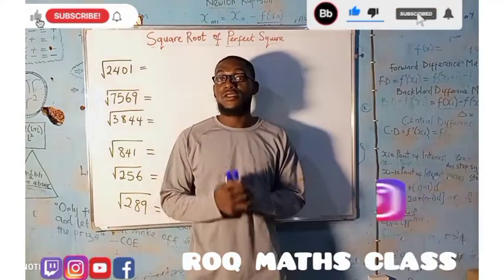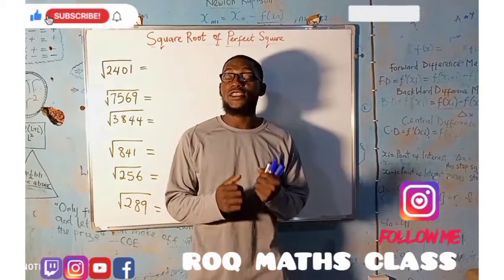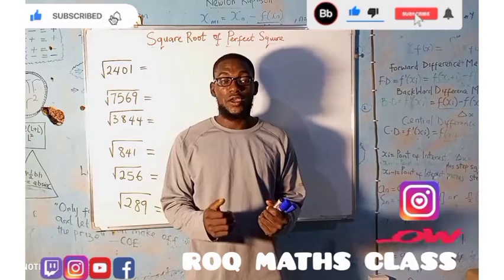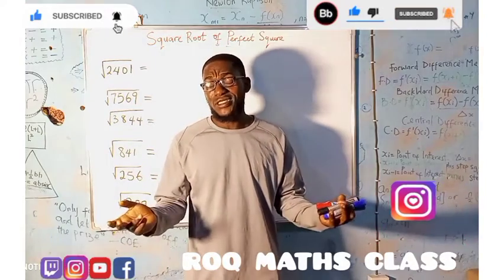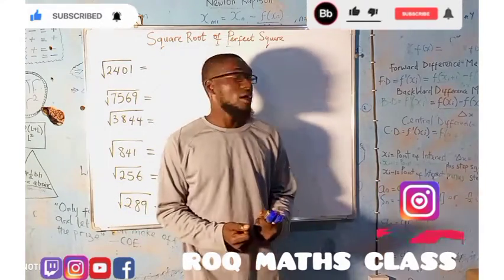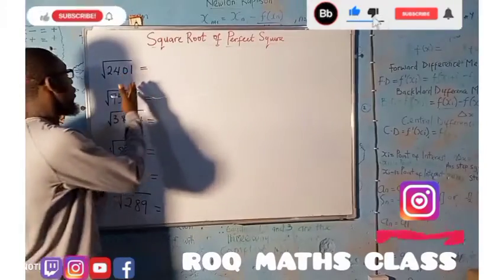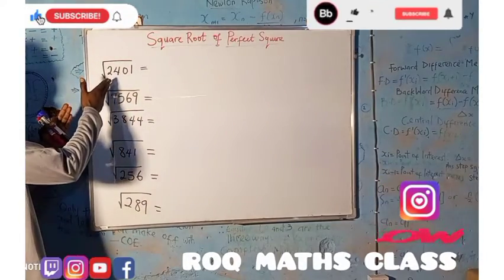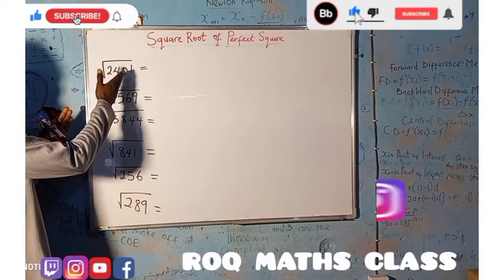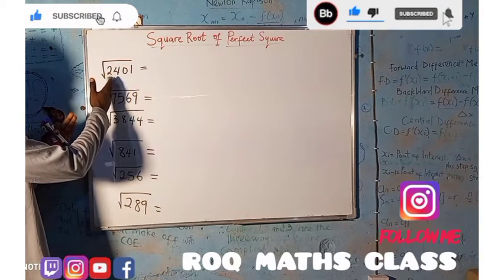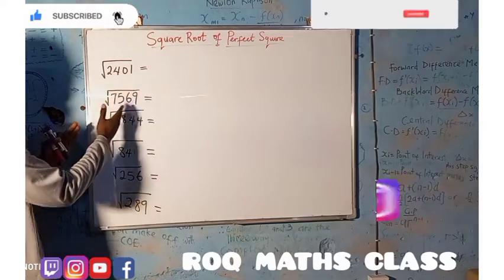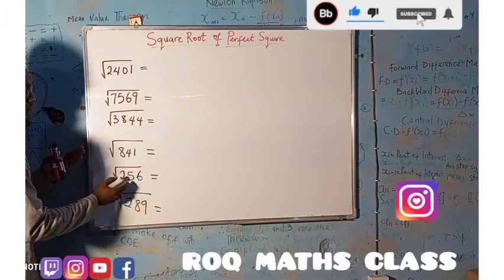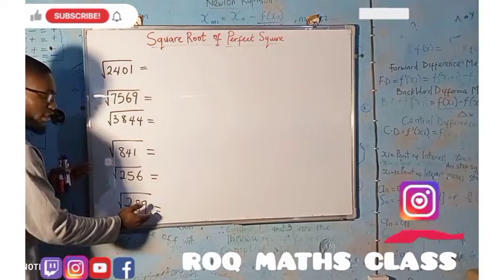Today we are moving to another method on how to find the square root of a four-digit perfect square within 2 seconds. As you can see, we have all these numbers on the board. The square root of 2401, which is 2401. We have 7569, 3844, 841, 256, 289.